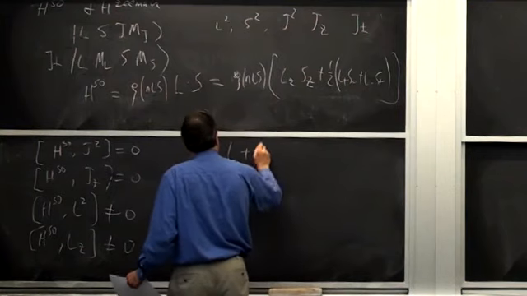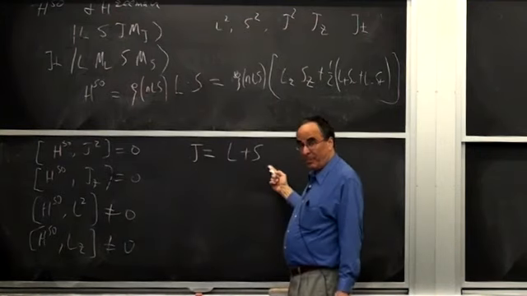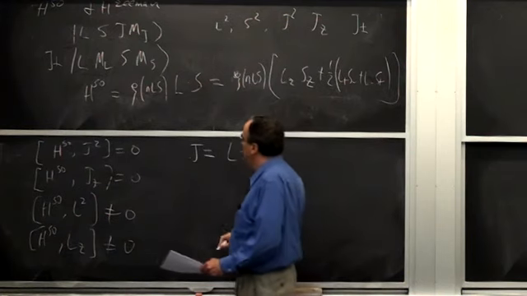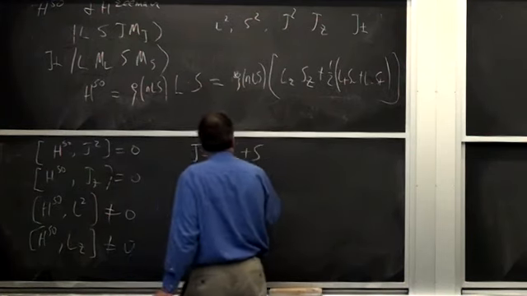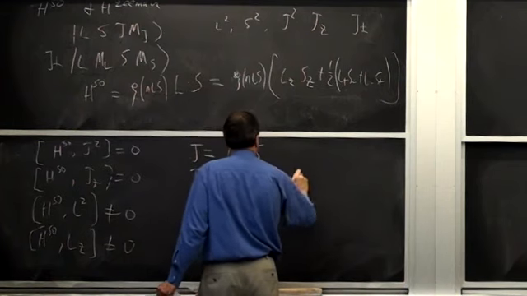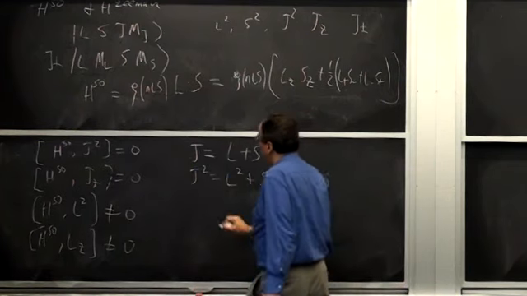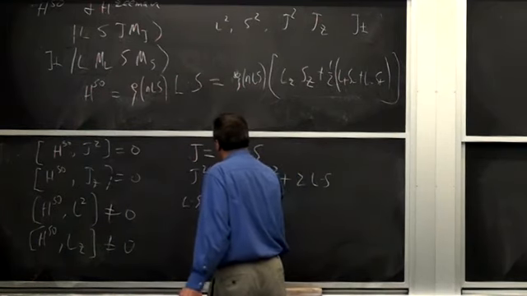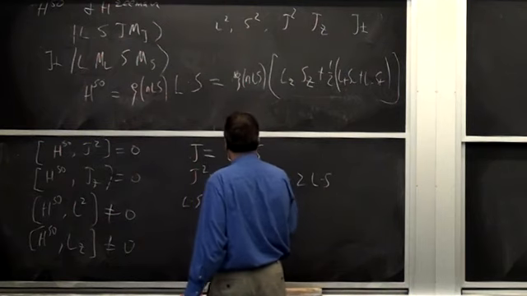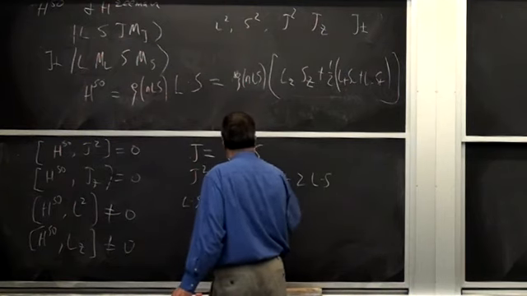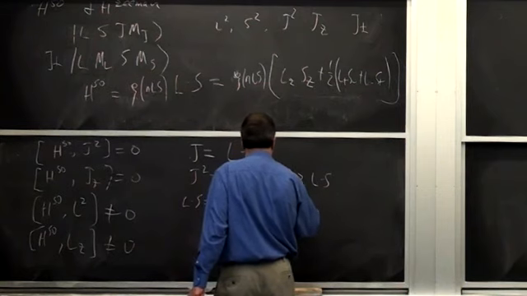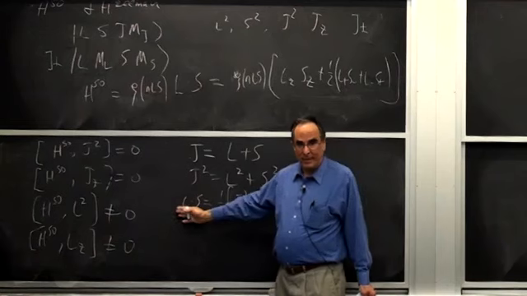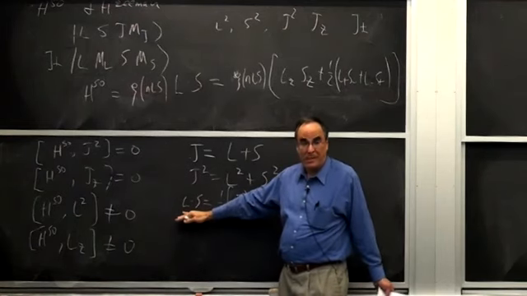So we have J equals L plus S. These are now not numbers, but operators. And so J squared is L squared plus S squared plus 2 L dot S. And so we can always arrange this as L dot S is equal to 1/2 (J squared minus L squared minus S squared). So here is an operator that we'd like to look at, determine the matrix elements of in some basis set.